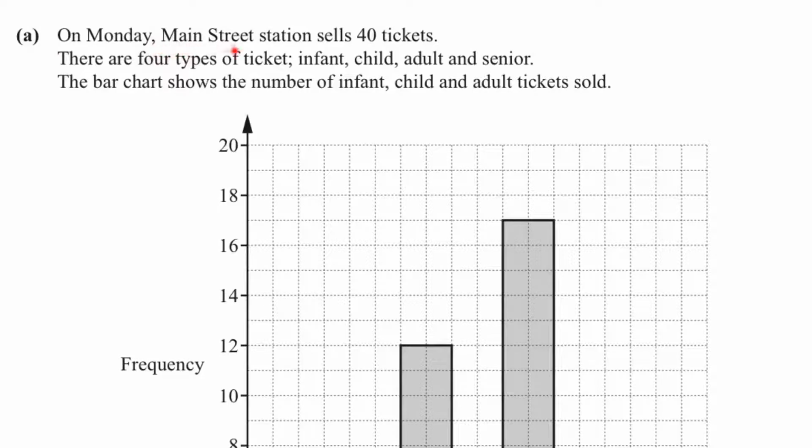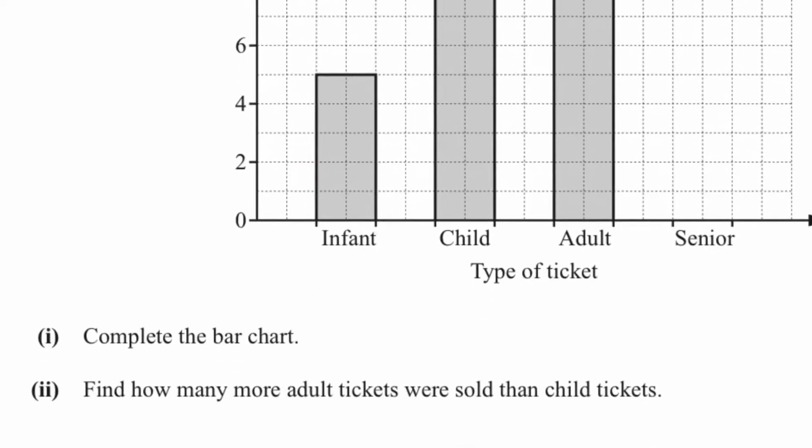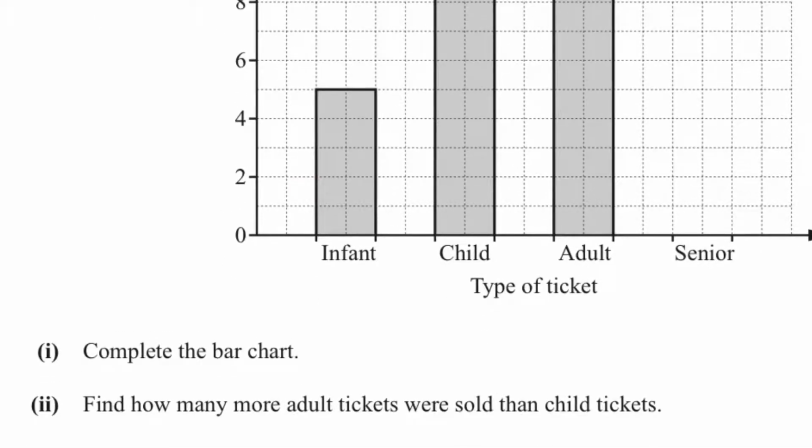On Monday, Main Street Station sells 40 tickets. There are 4 types of ticket: infant, child, adult and senior. The bar chart shows the number of infant, child and adult tickets sold. We are supposed to complete the bar chart.